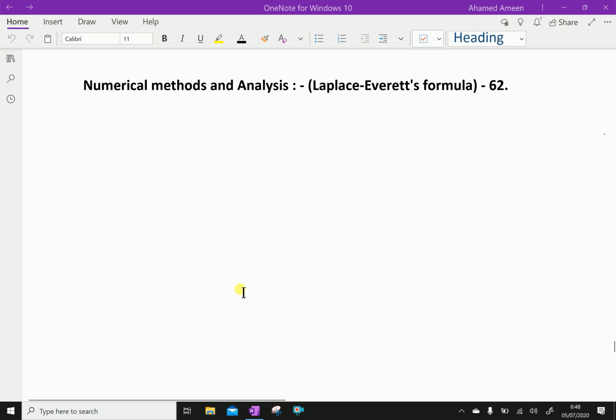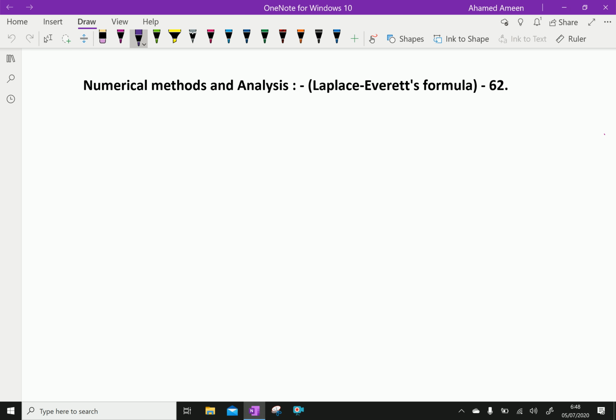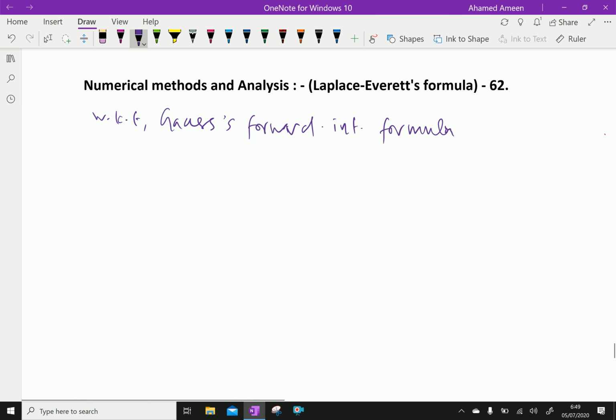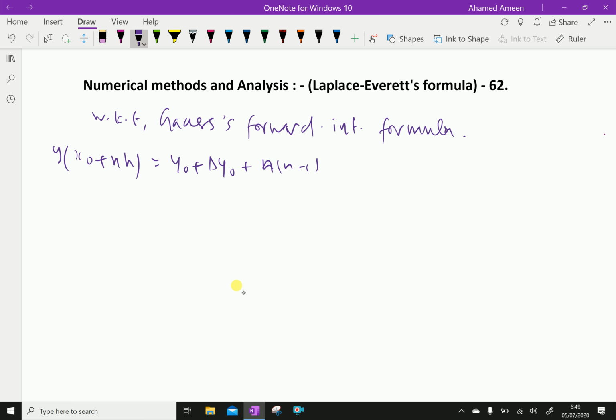Now, we know that Gauss forward interpolation formula, that is y of x0 plus nh equals y0 plus n delta y0 plus n into n minus 1 by 2 factorial delta squared y minus 1 plus n into n minus 1.